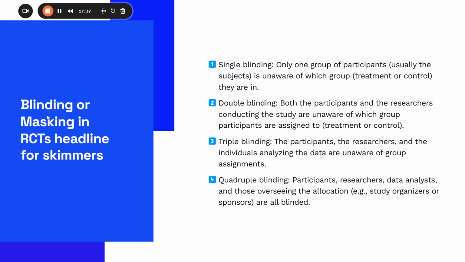Well, blinding can be divided as single, double, triple, or quadruple blind. Single blind is one in which only participants are blinded; double blind is one in which participants and researchers are blinded; triple blinding means those doing the analysis are also blinded along with the participants and researchers; whereas quadruple blinding means the participant, researcher, the person analyzing the data, along with the individuals allocating or overseeing this entire process. Usually, the organizers are also blinded.